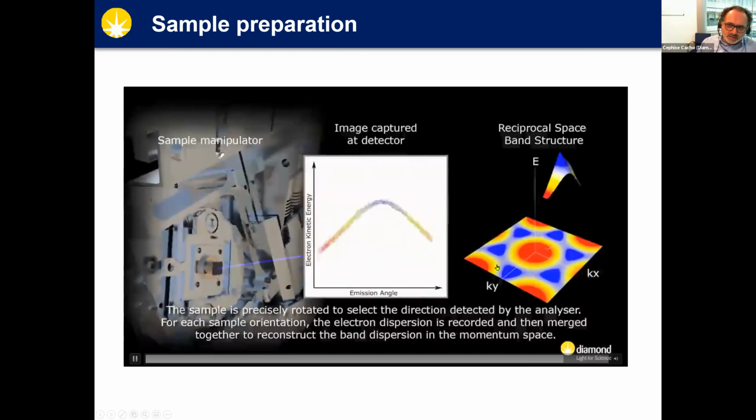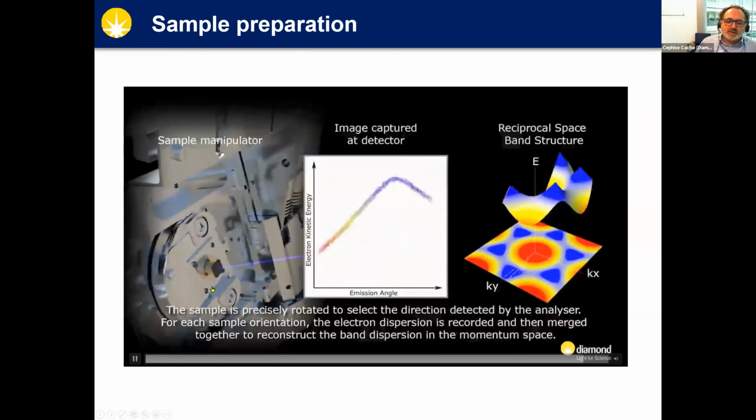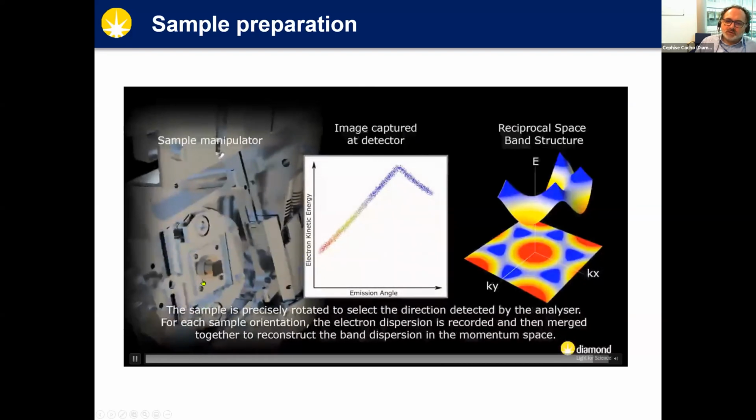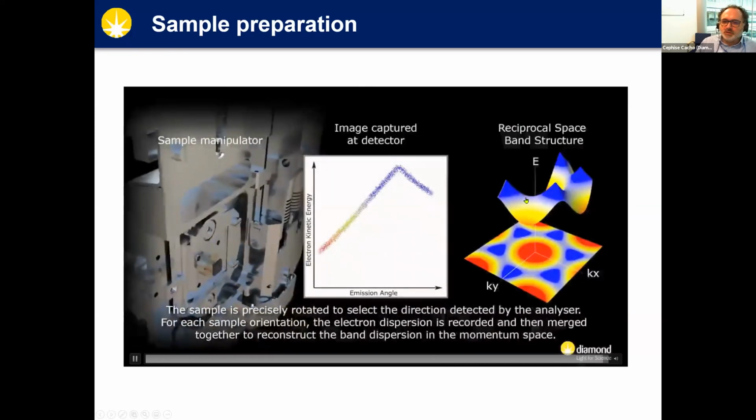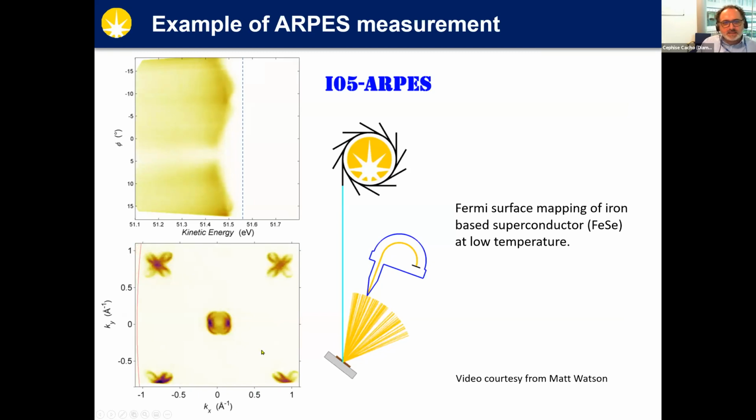This is just for demonstration, because in practice we don't use it too much, but it shows that when you rotate the sample, you can record different band dispersions, and then you rebuild in 3D here. This is just a sketch, a cartoon, but here is a video with real data.